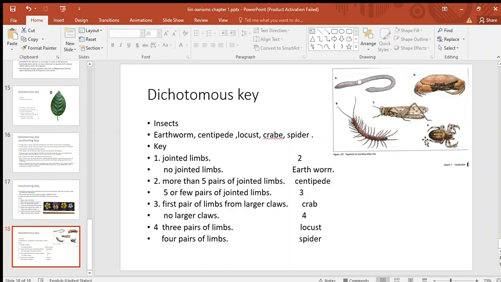3 pairs of limbs. Locust has 3 pairs of limbs. 1, 2 and 3. Locust has 3 pairs of limbs. 4 pairs of limbs. So spider. 1, 2, 3, 4. It is spider. I hope now you can understand the dichotomous key and you are able to write your own key or to identify the organism with someone else's key.